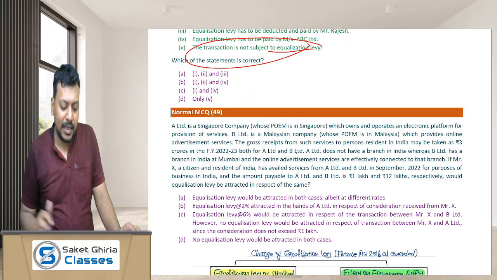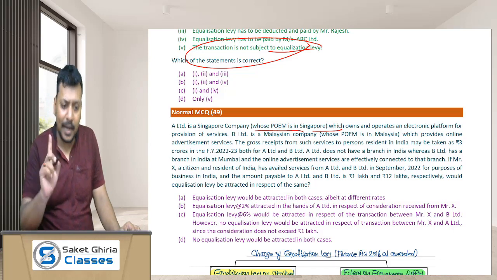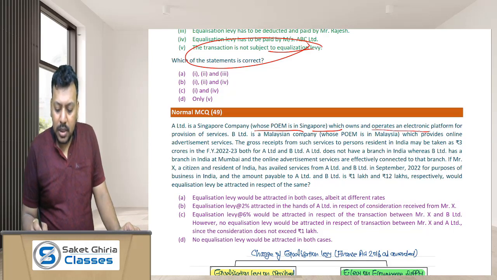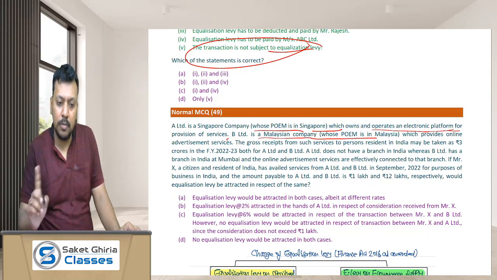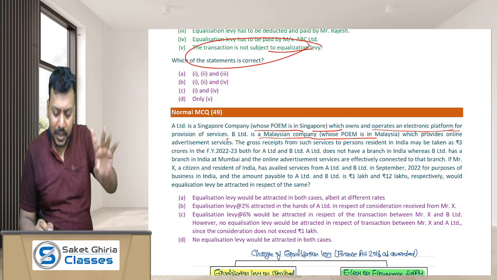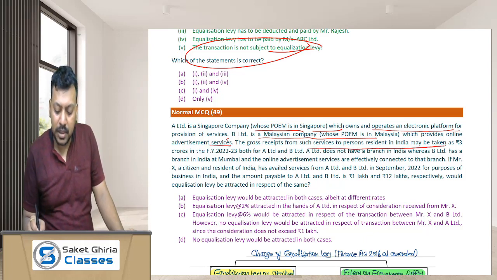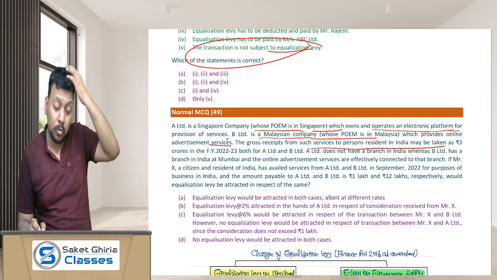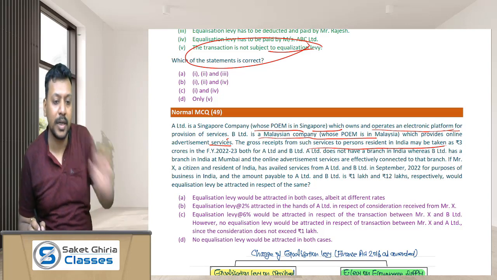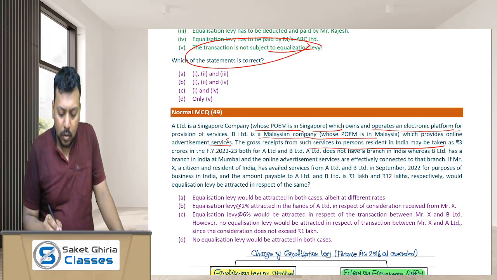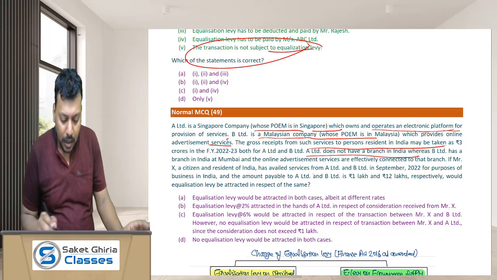Moving further, A Limited, a Singapore company whose PoEM is also in Singapore, means A Limited is an NR entity, which owns and operates an electronic platform for services. B Limited is a Malaysian company whose PoEM is also in Malaysia, means B Limited is also an NR entity, which provides online advertisement services. The gross receipt of such services is 3 crore, means 2 crore or more, means 165A equalization levy may be attracted in this case because the 2 crore or more condition is fulfilled.